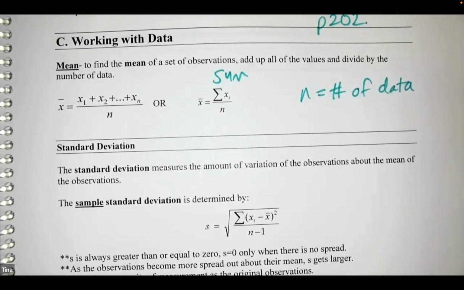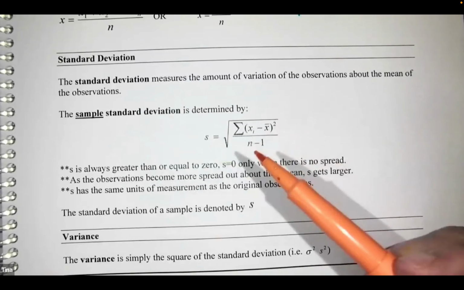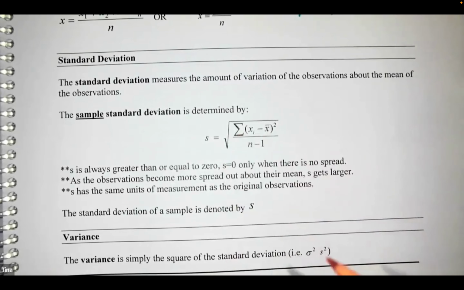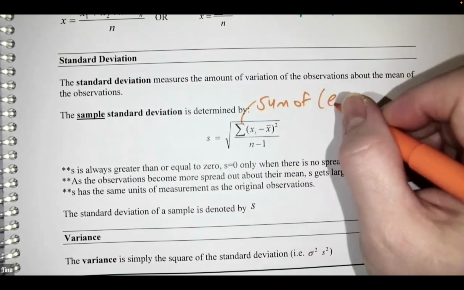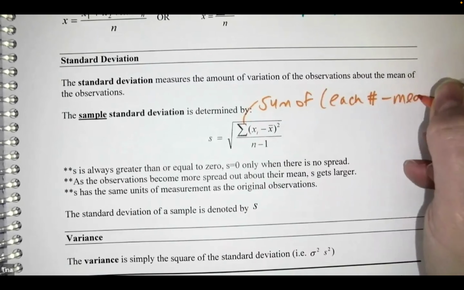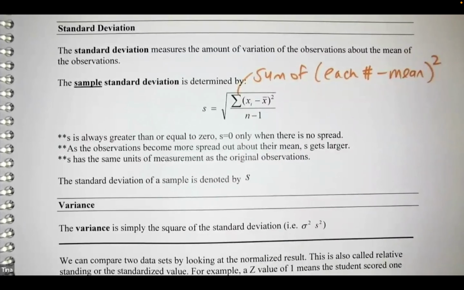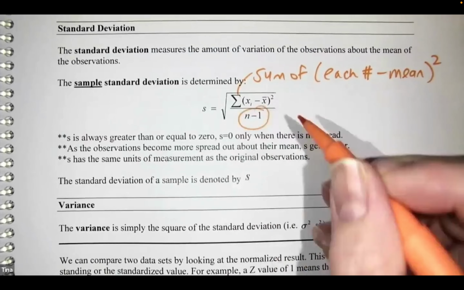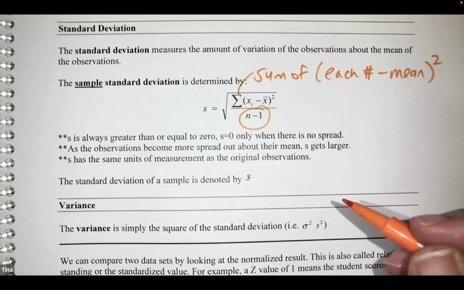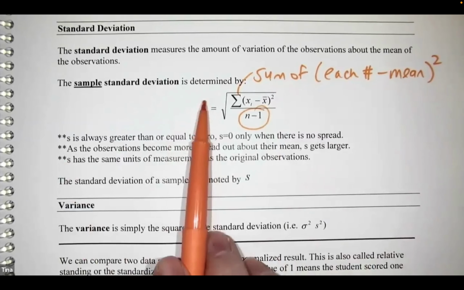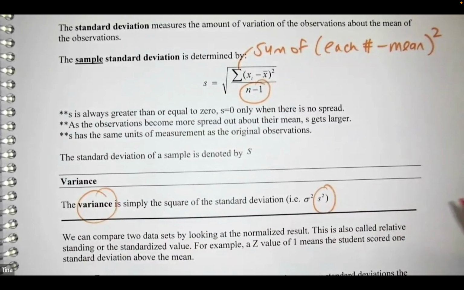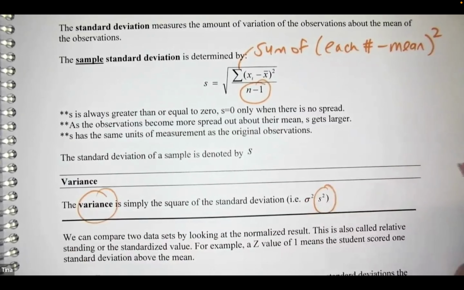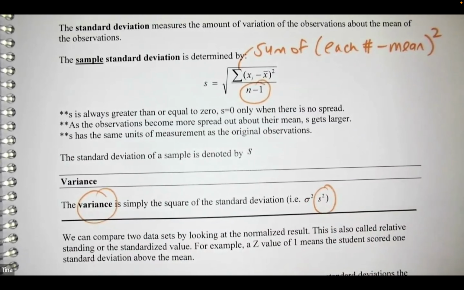The standard deviation, if you've got a couple numbers given to you, you would take the sum of xi minus x bar squared. That means you take each number minus the mean, squared. And if it's a sample standard deviation, you divide by n minus 1. Again, n is your number of data. S is the sample standard deviation. S squared is the sample variance. We know the population variance would be sigma squared.